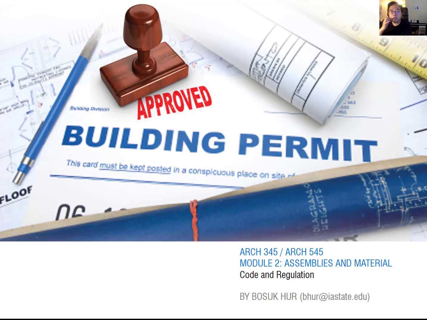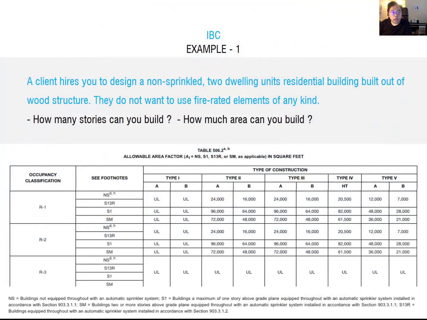So let's review the example one more time. So the example 1, the client hires you to design a non-sprinkler two-dwelling unit residence building built out of wood structure. So they do not want to use the fire rating element of any kind. So how many stories can you build? How much area can you build?